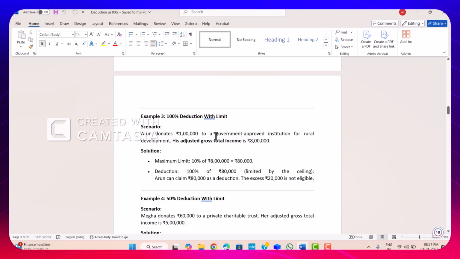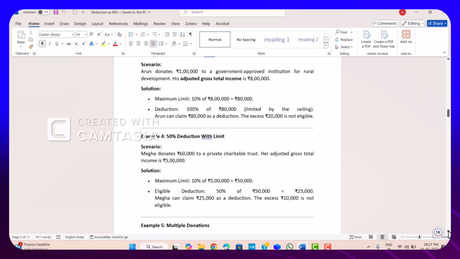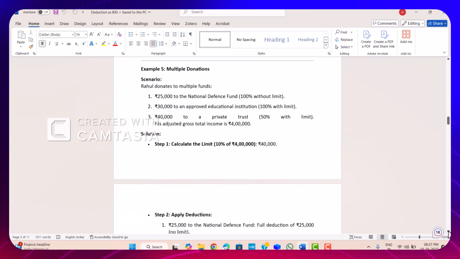Means the actual donation is 1 lakh, and 10% of AGTI is 80,000, whichever is less. Now the lesser item is 80,000. 80,000 will be given as a deduction, and the excess of 20,000 will not be eligible if it comes as a donation to the approved institution. Okay, there are many examples here.